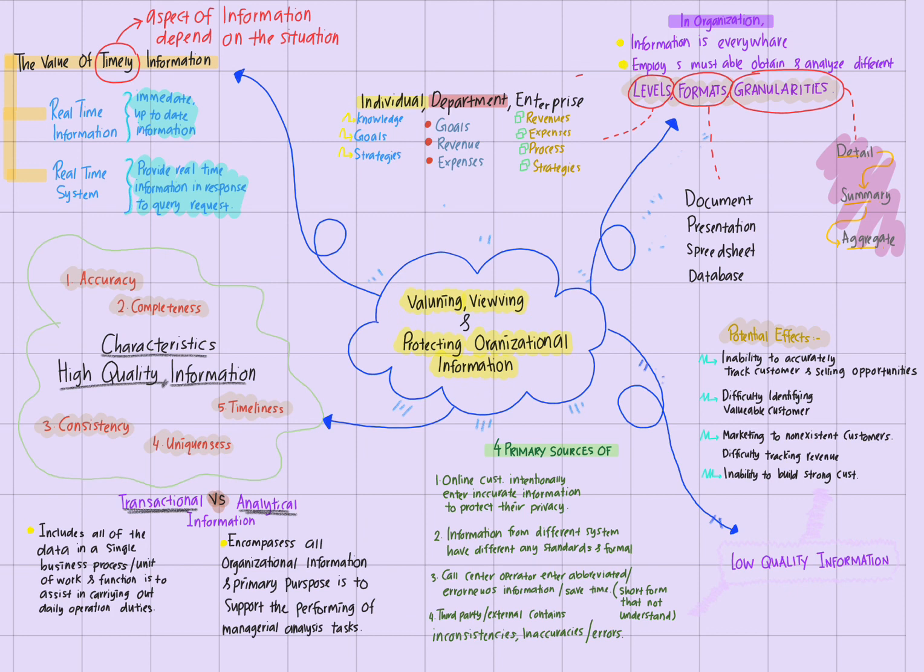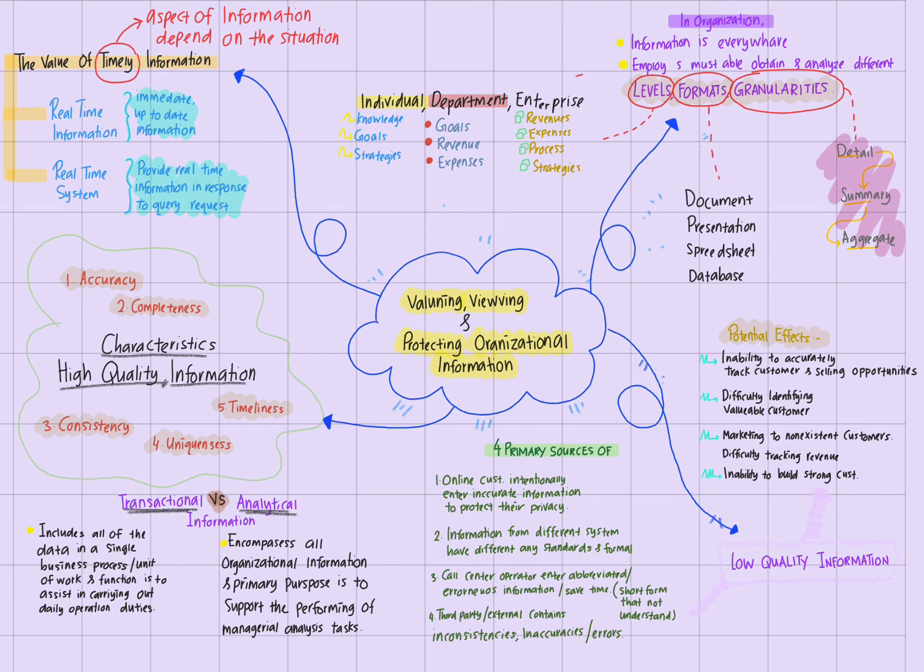For analytical information, it encompasses all organization information and its primary purpose is to support the performing of managerial analysis tasks. So here, analytical information include the transactional information, and also include external and organization information like market, industry and economic conditions.